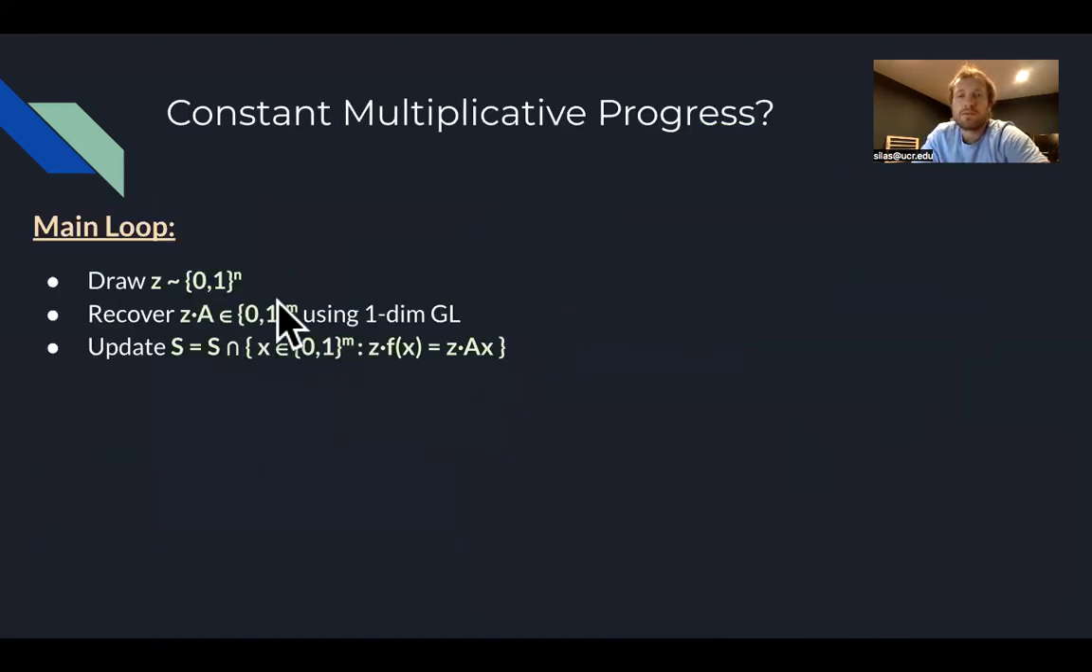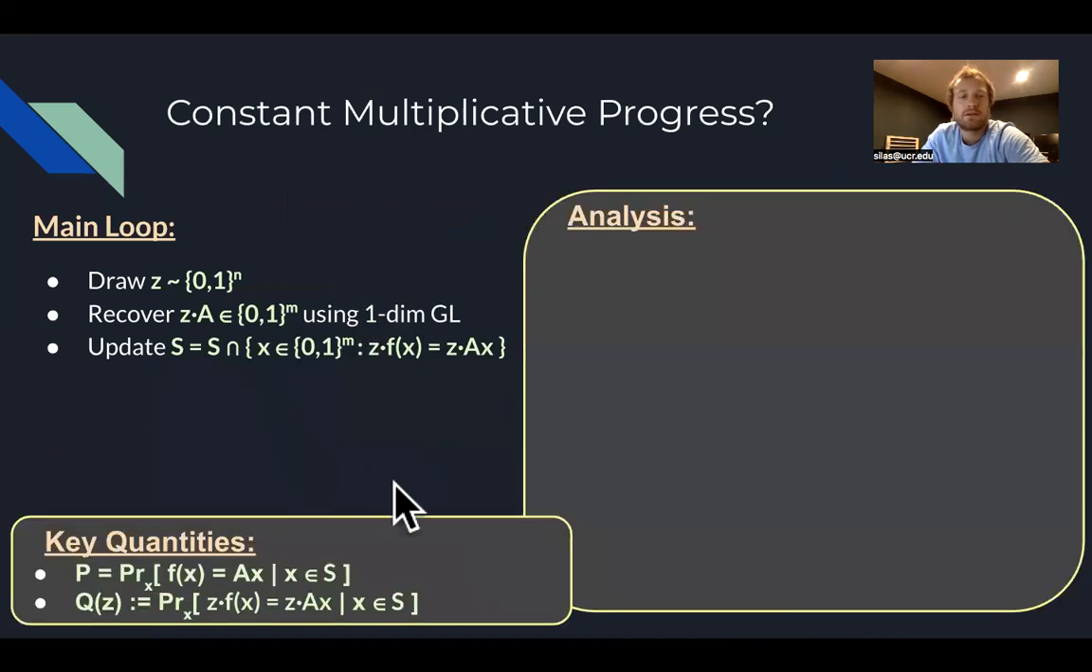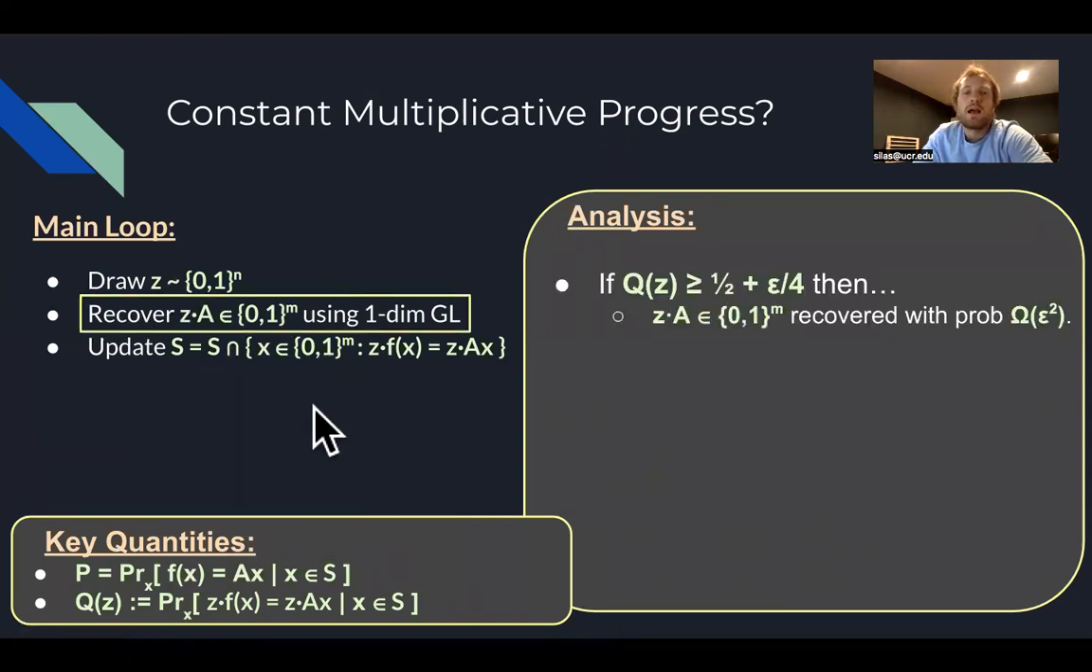So let's look at what type of progress we can hope to expect here. The key quantities are this P, that's what I defined last time, and I'm defining Q(Z) now. It's a function of Z, and Q(Z) is equal to the probability that Z times f(x) equals Z times A(x), given that x is in S. And Z is going to be an important quantity for the computations that we're about to do.